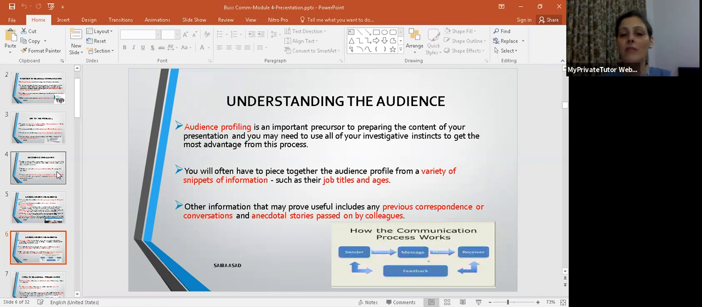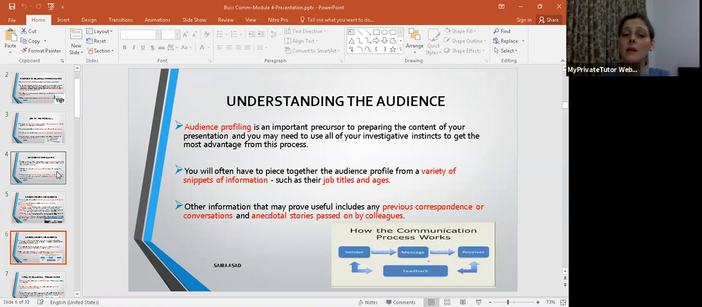You will often have to gather the audience profile from a variety of snippets of information, such as their job titles and ages. You get to know that. There's also a hint: if he's an old person, he's very calm. He's very good. You just go and talk your problem with him, and he's definitely going to come up with the solution. We are hearing this all in our daily lives around us. So this also matters: you are understanding your audience, who is going to be the audience or person.